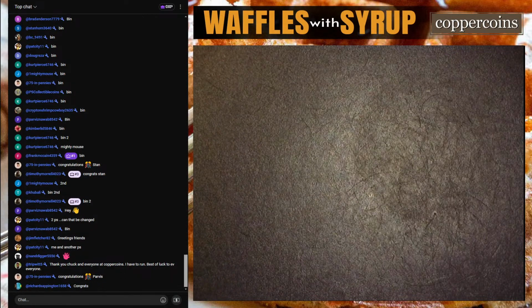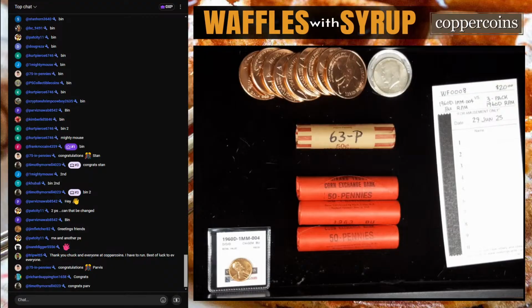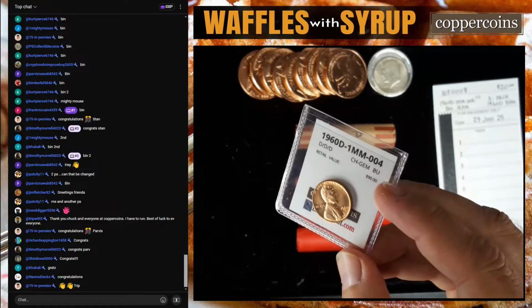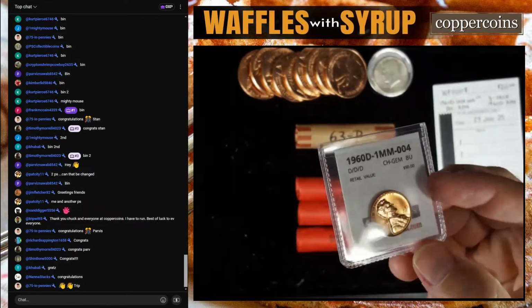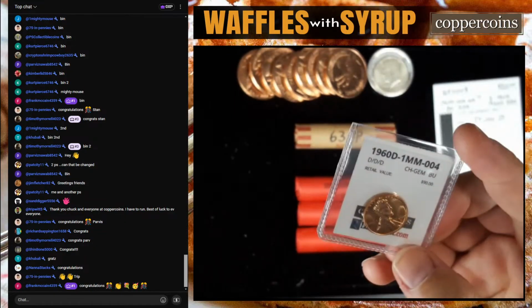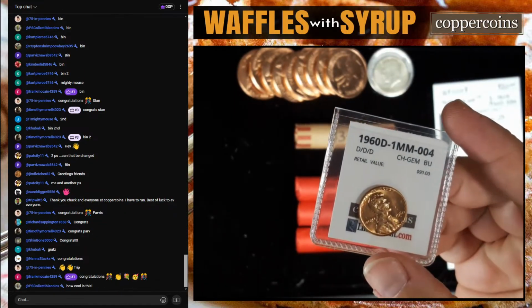Okay, next up, and the final game for the day, is this right here. 1960D 1mm4 and Gen BU, choice of Gen BU. These are rare. Very, very seldom ever sold. And when they are, they generally sell for about $50.